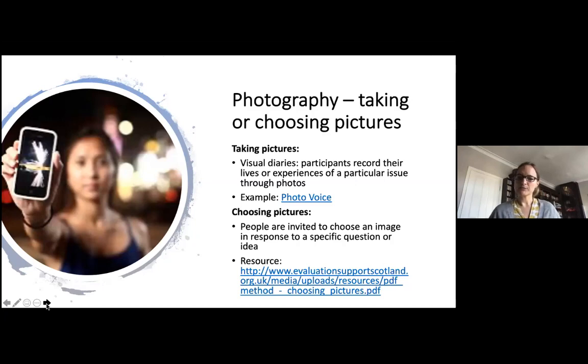And again, there's a resource from Evaluation Support Scotland with a worksheet and some templates to describe that activity in more detail. I generally highly recommend Evaluation Support Scotland's website. They've got tons of really practical resources and templates, not just for creative data collection tools, but generally for evaluation and research methods. So do have a look on their website.